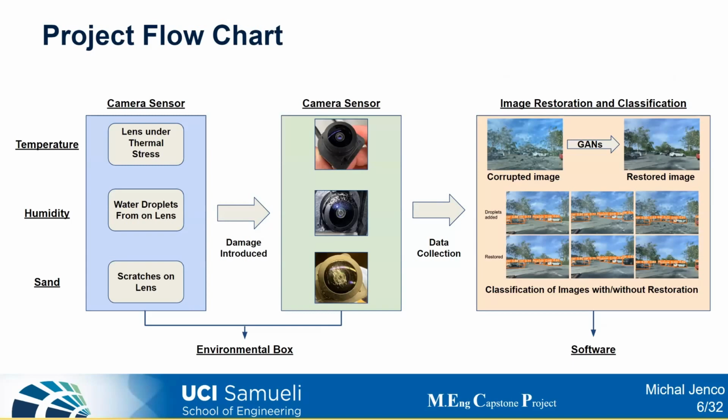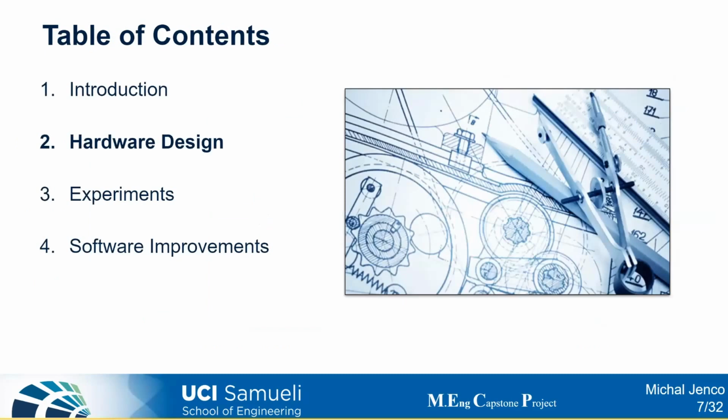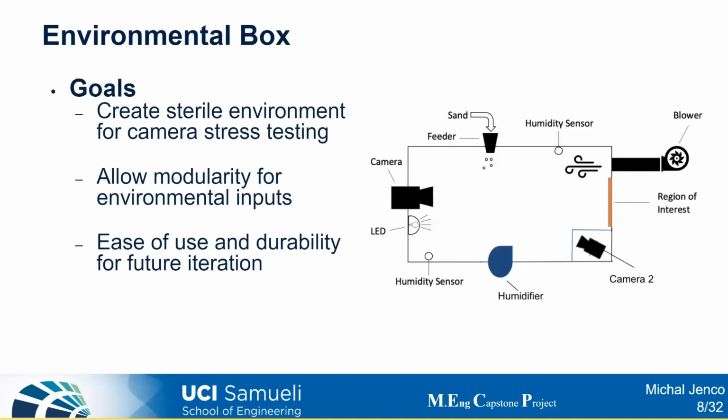The damages are introduced to the camera, and then the data in the form of images is collected from the defective cameras. These images are then restored and classified using our software. Now it's time to move on to the next part, which is the hardware design of our environmental box. On the right, you can see an illustration of how we imagined the box to look in the beginning of the project. The goals of the design and manufacturing of the box were to create a sterile environment for camera stress testing, allow modularity for environmental inputs, and make it easy to use and durable for future iterations.